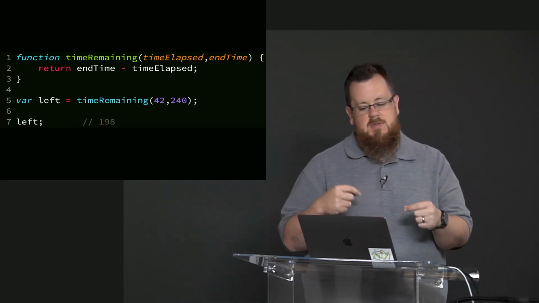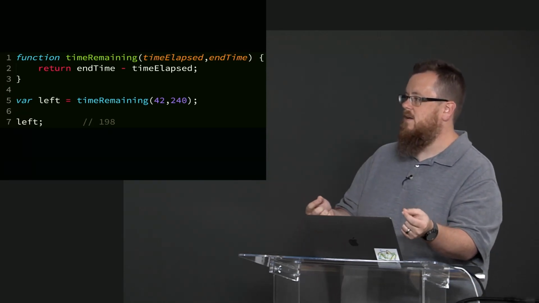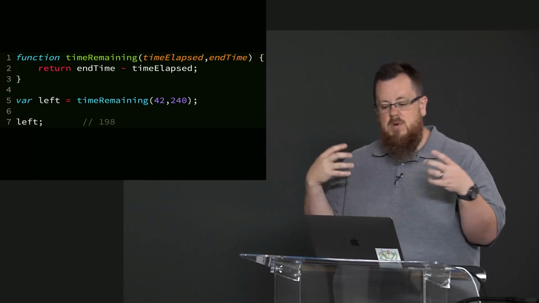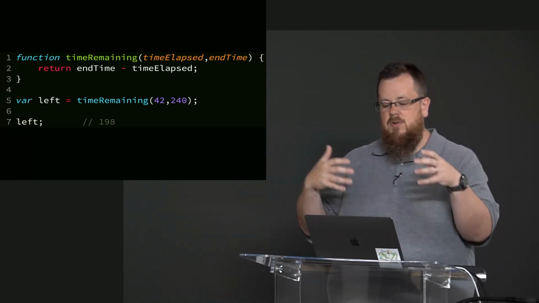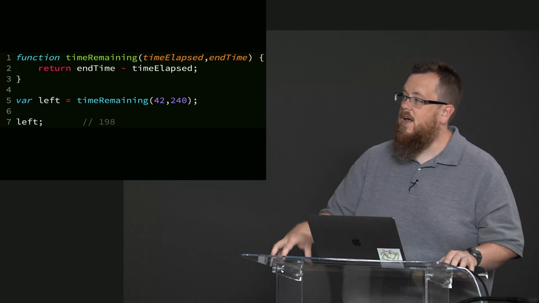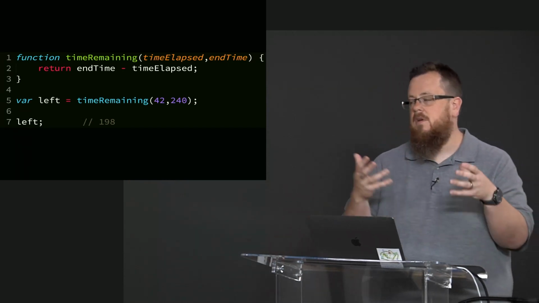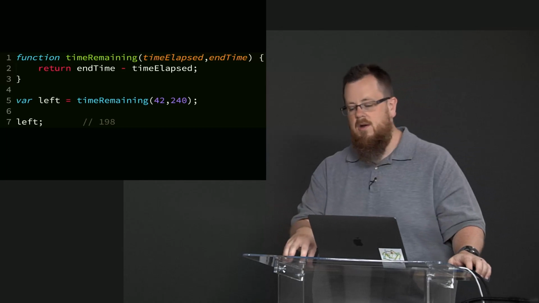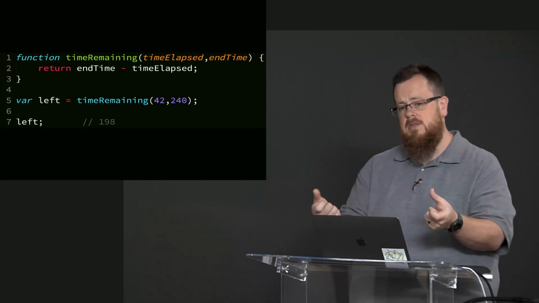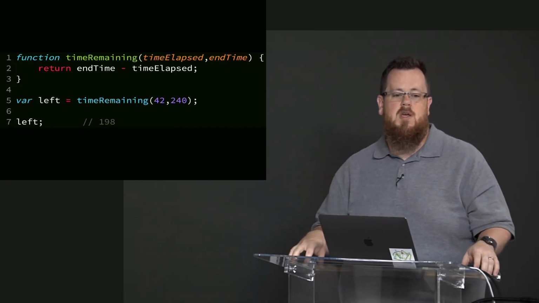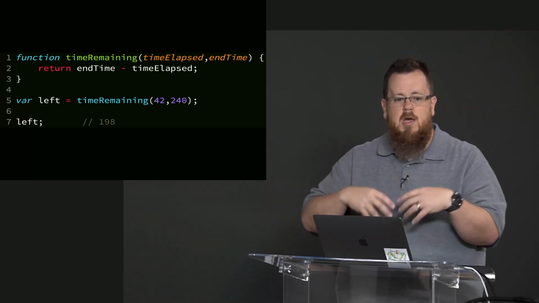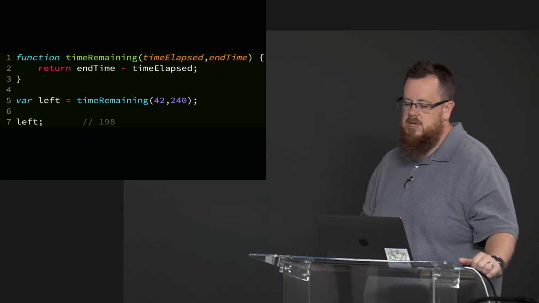So if timeElapsed comes in as 42, you see that on line 5, and if endTime comes in at 240, then when we subtract 42 from 240, what we have left, of course, is 198. That on line 5 we assign to the variable left, and then we see on line 7 that value 198 is in there. So timeRemaining here is a function because it takes some inputs and it computes an output for us. It doesn't really go and do other stuff like print to the screen. It just says, let me do some work and give you a result back. Let me give you a computational result back.